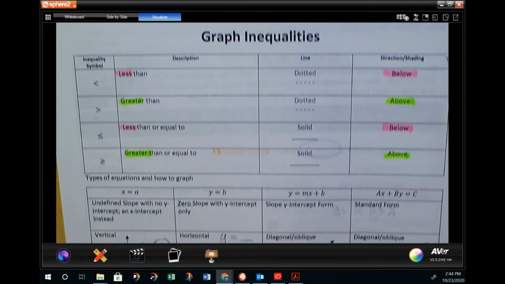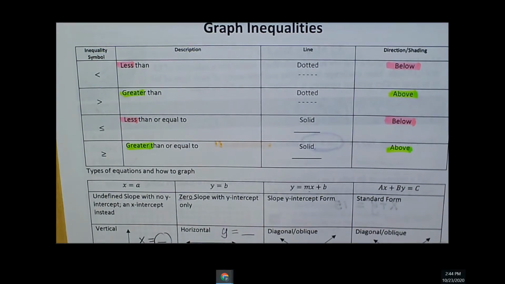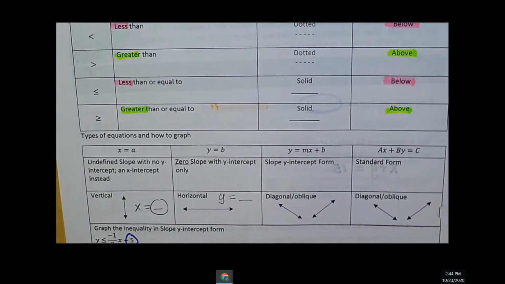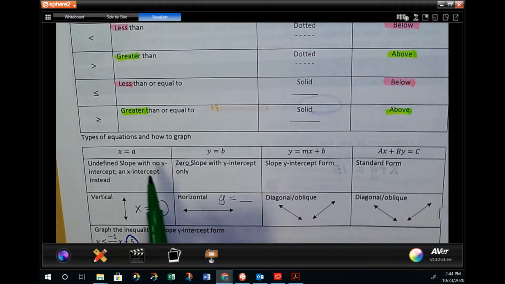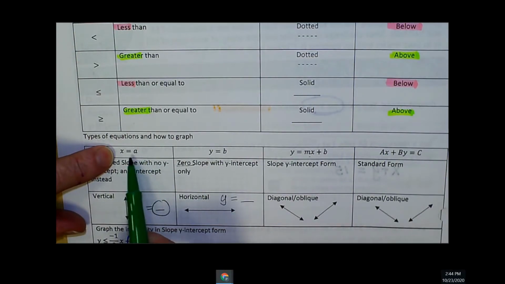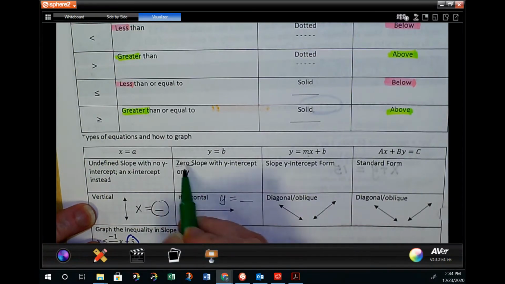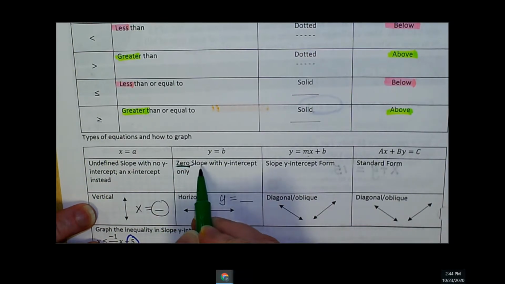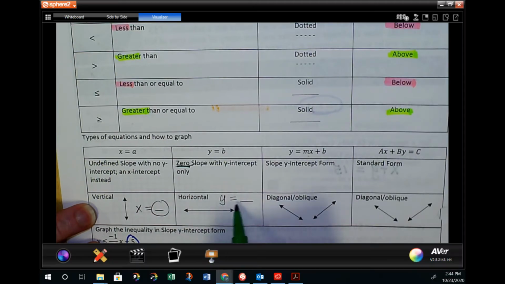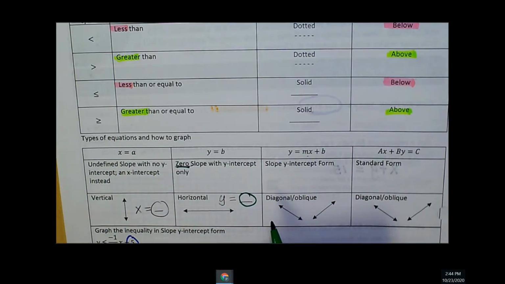And then we have some special equations. Those special equations, x is equal to a, that's going to be a vertical line, so it's going to be x is equal to a, whatever that is. And when you have a zero slope, this is when you're going to get y equals whatever that y-intercept is.